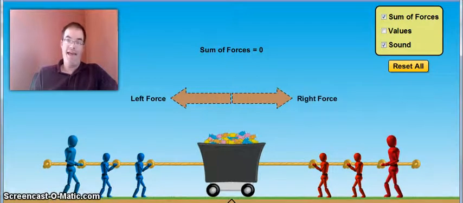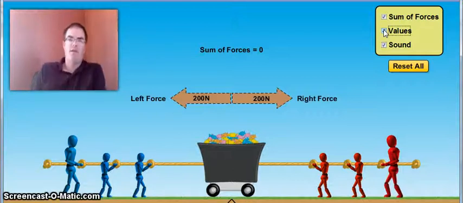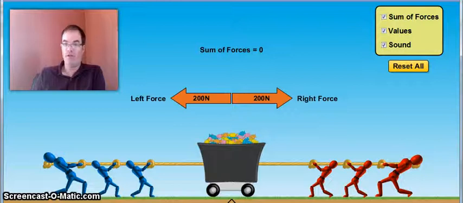If I add people, the force increases. In fact, let's click this here and just see how much force we're dealing with. It says here 200 N to the left and 200 N to the right. So the forces here are equal, and if we let them pull against each other, the cart does not move.